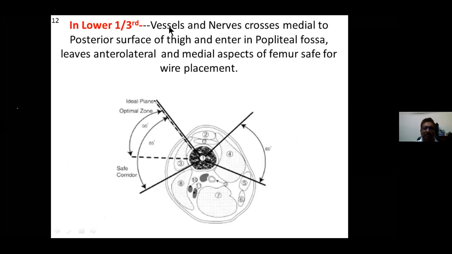In the lower third, vessels and nerves cross medially to the posterior surface of the thigh and enter the popliteal fossa, leaving the anterolateral and medial aspects of the femur safe for wire placement. This is the corridor, and this is also safe. This is the patellar zone, so you will not place any wire here. And in the posterior area, no wire should be placed in the lower third.